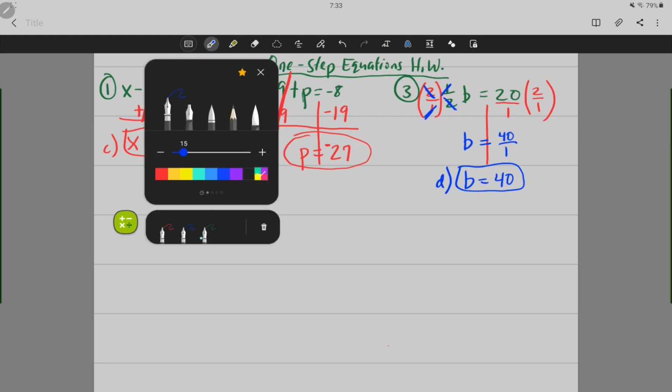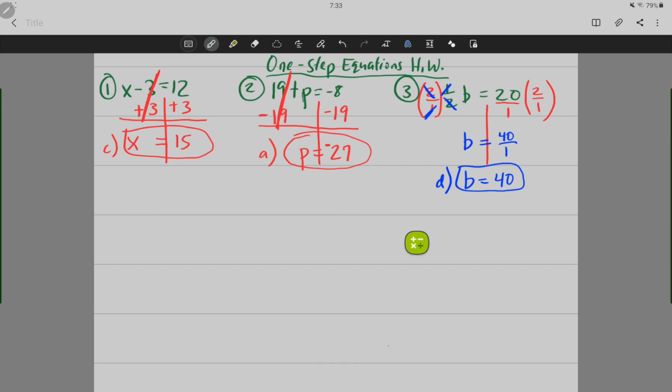Okay, number 4. Let's move that over. Number 4 says, here's another fraction, m over 7 equals 42. Same idea, equal sign. Let's draw a line separating the left and right side of our equation. Now remember, when a variable is by itself, in this case just m, it has an invisible 1 right in front of it as its coefficient.